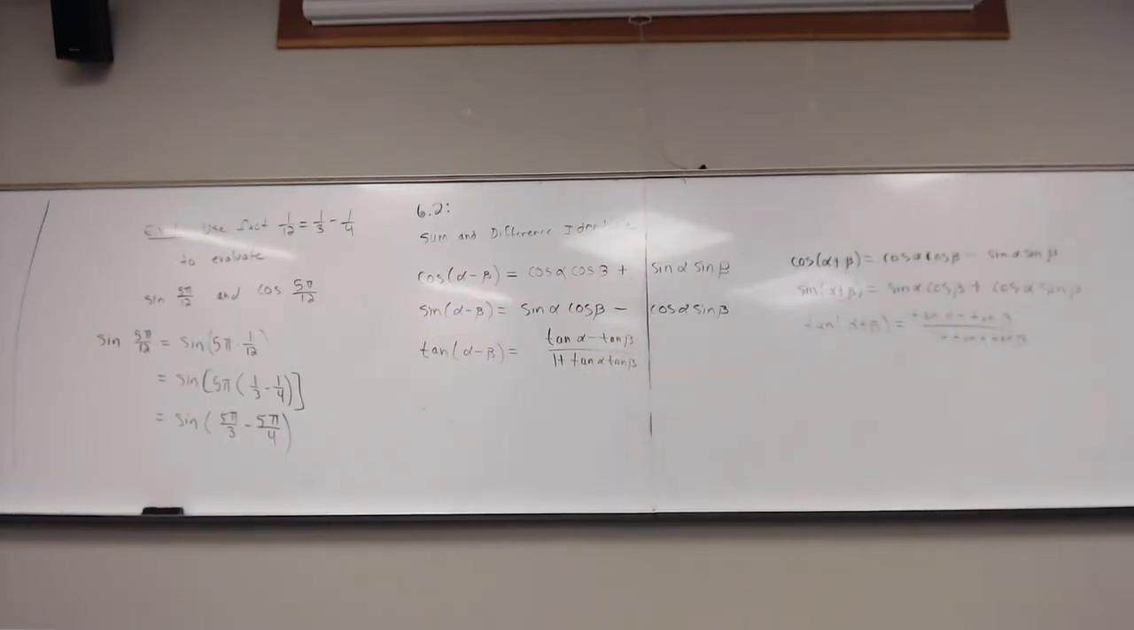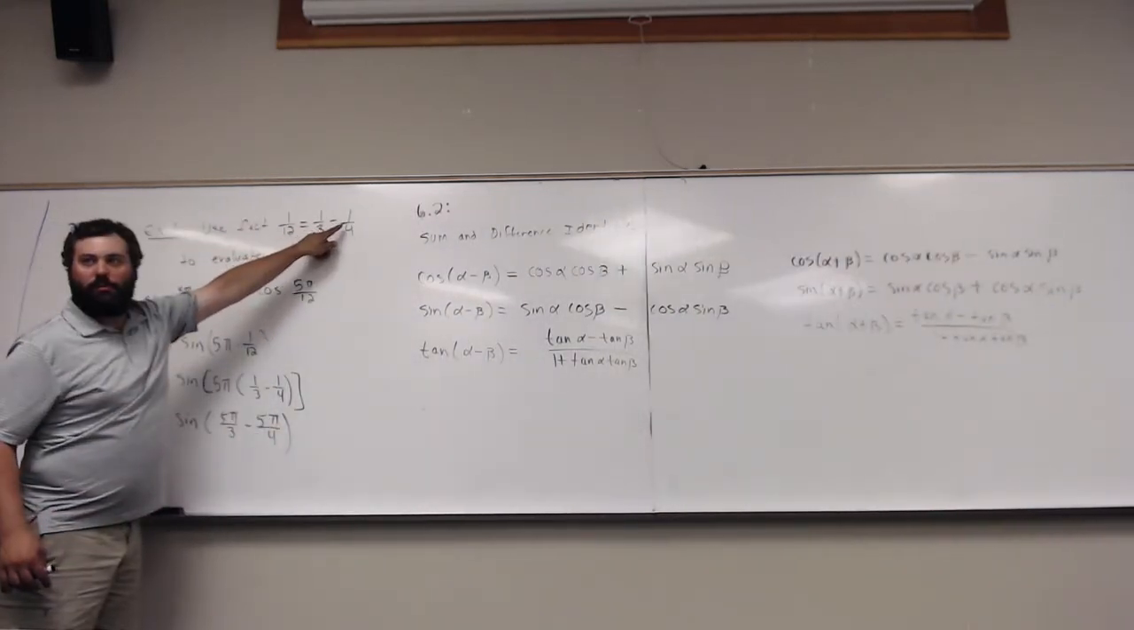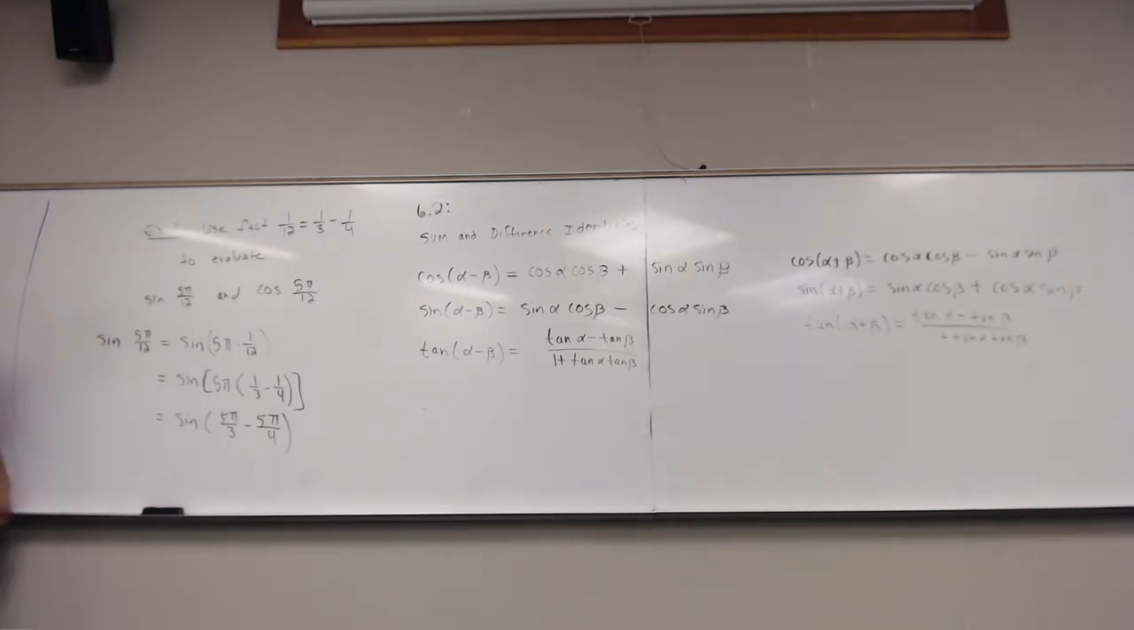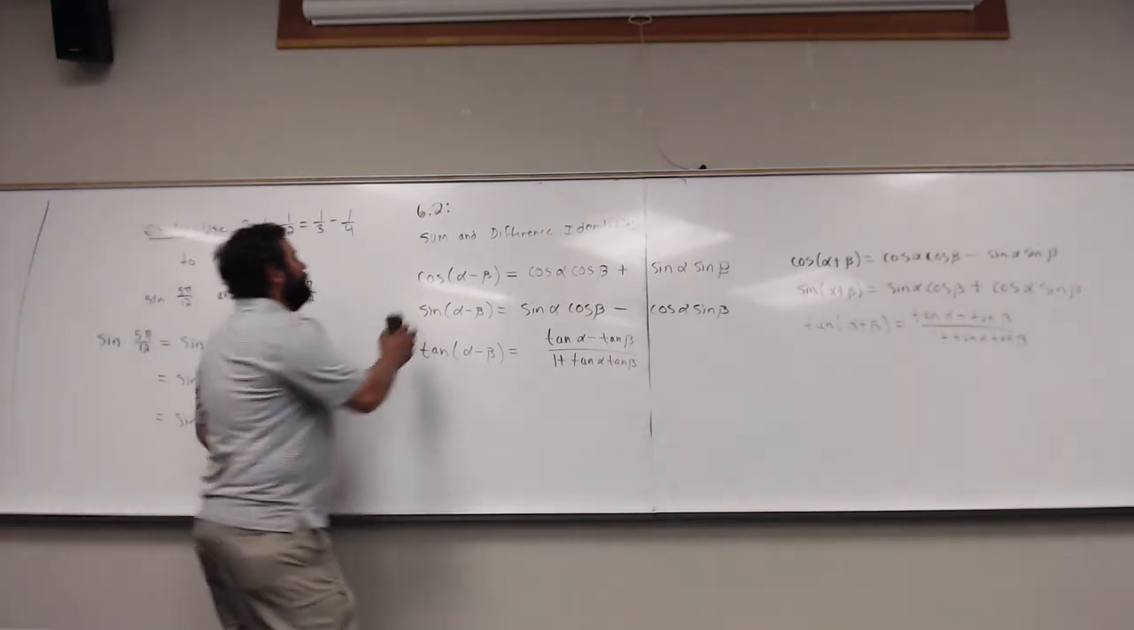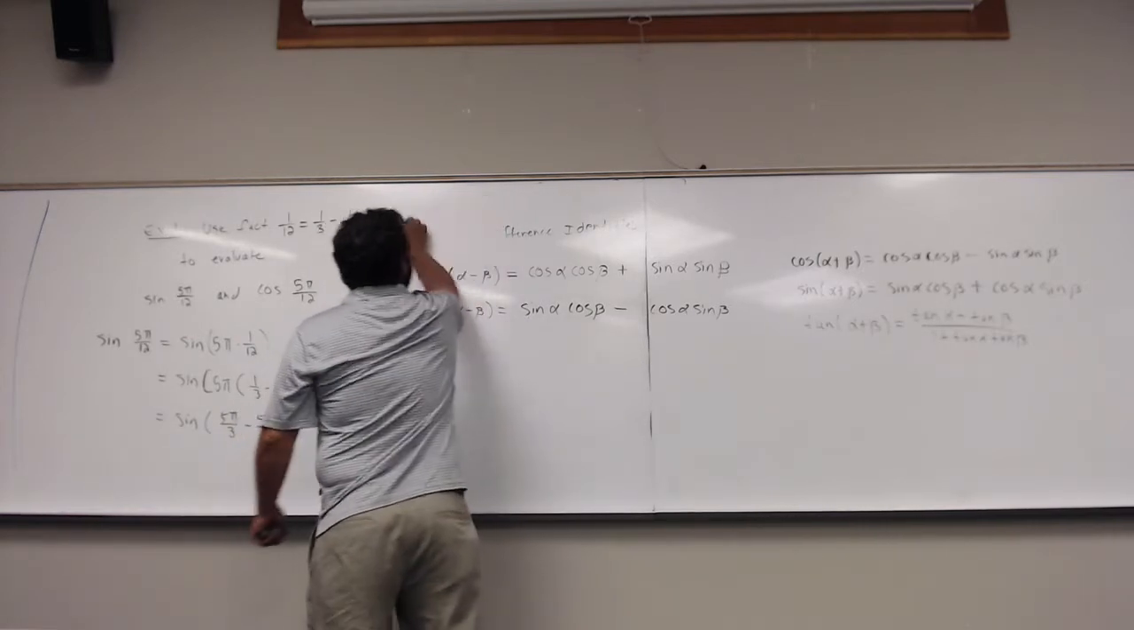So far we haven't really done any pre-calculus. I just did arithmetic, right? 5 pi over 12 is the same as 5 pi over 3 minus 5 pi over 4, because 1/12 is 1/3 minus 1/4. I guess I could have made this easier too, right? I could have just multiplied by 5 pi on both sides up here. Alright, so I want to leave these two identities up for now.